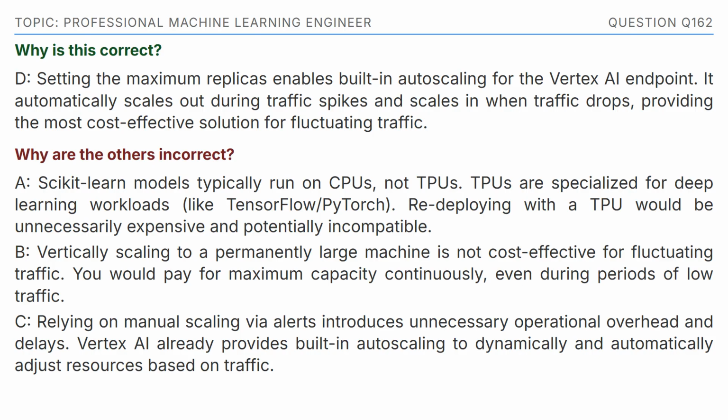A. Scikit-learn models typically run on CPUs, not TPUs. TPUs are specialized for deep learning workloads, like TensorFlow/PyTorch. Redeploying with a TPU would be unnecessarily expensive and potentially incompatible. B. Vertically scaling to a permanently large machine is not cost-effective for fluctuating traffic. You would pay for maximum capacity continuously, even during periods of low traffic. C. Relying on manual scaling via alerts introduces unnecessary operational overhead and delays. Vertex AI already provides built-in autoscaling to dynamically and automatically adjust resources based on traffic.